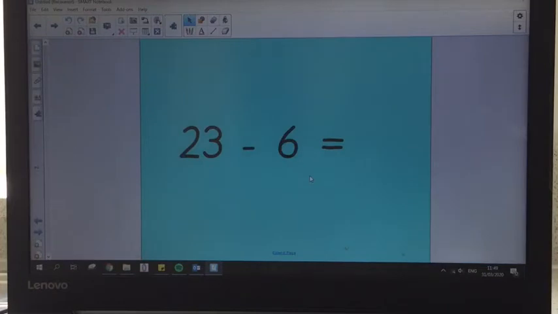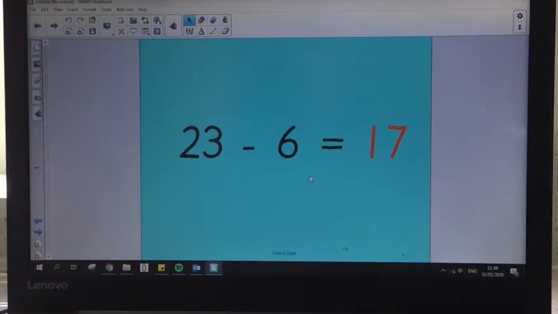Okay, question 3, we've got a subtraction question now. So we've got 23 take away 6. Remember, pause the video to give yourself some time to answer it. Okay, get ready to go through the answer now. 23 take away 6 equals 17.